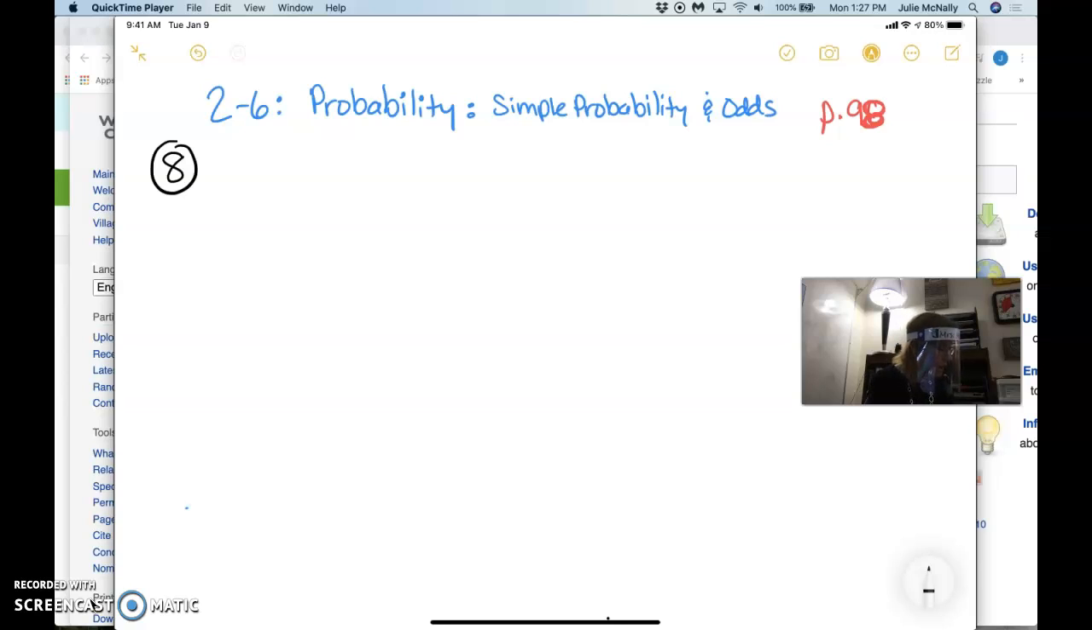Number 8 says a multiple of 3. So what is the probability that I will spin a multiple of 3? Well, a multiple of 3 means counting by 3s. So count by 3s, how many numbers are there on that spinner? 3. Out of how many total? 10.